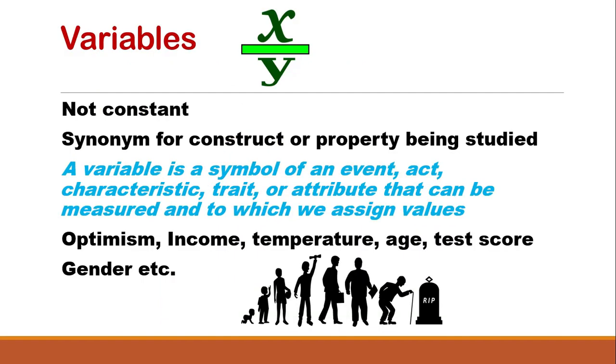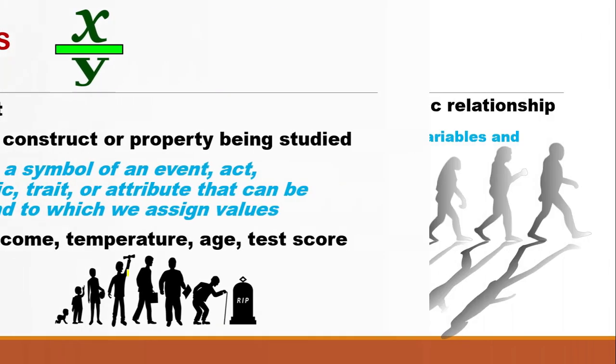The next terminology is a variable. The term variable in research is often used as a synonym for construct or a property that is being studied. Of course, we are studying that property or that concept because its values keep on changing. In the context of research, a variable is a symbol of an event, act, characteristic, trait, or attribute that can be measured and to which we can assign values.